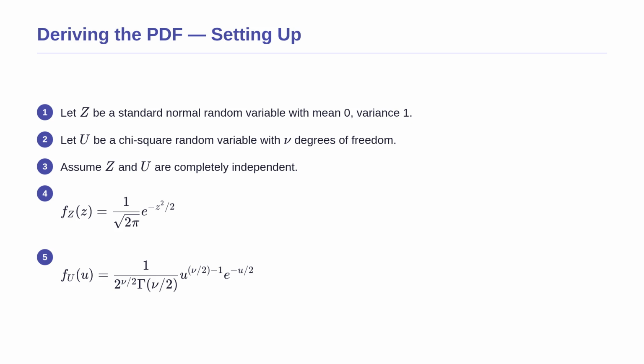We must strictly assume that z and u are completely independent of each other. We write down their individual probability density functions. The PDF of z involves an exponential function of z squared, while the PDF of u involves the gamma function. These two equations are the starting point for our combined system.